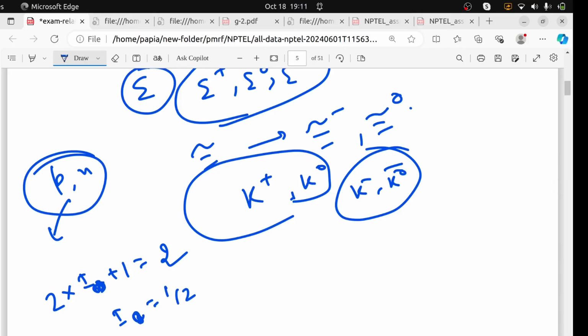Now half is fine for isospin, but what about the third component of isospin? P is positive, so it is plus half. N has charge 0. I remember it like this: p is a little bit heavier, charged more than neutron, because P has plus 1 charge and N has 0 charge. So P has plus half third component of isospin, N has minus half.